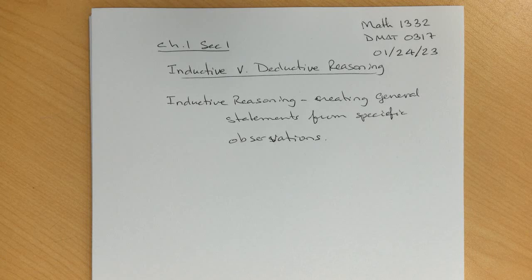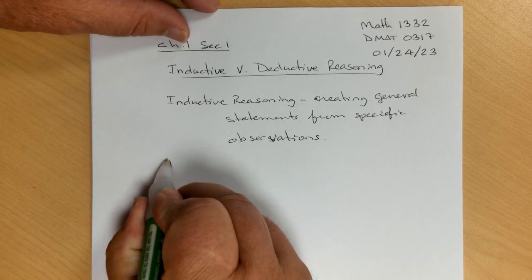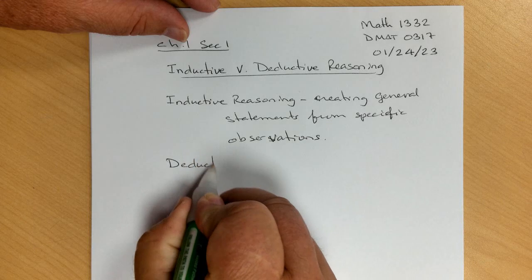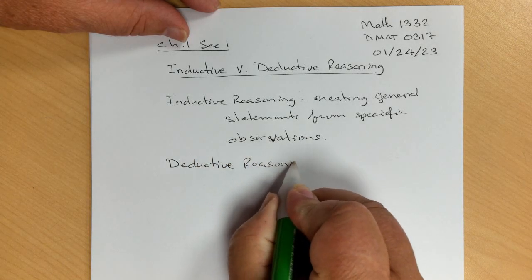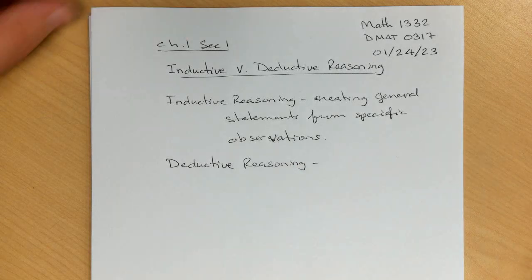In education, I observe that students who study more than 10 hours for a test make A's. So what's my general statement going to be? If you study more than 10 hours, you'll make an A for a test. As opposed to deductive reasoning. Deductive reasoning is just the opposite of it.